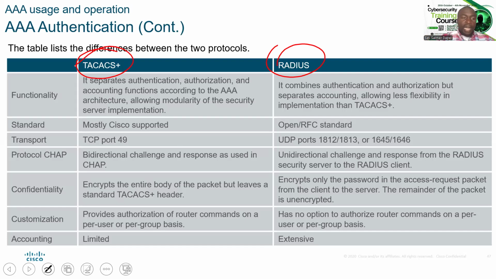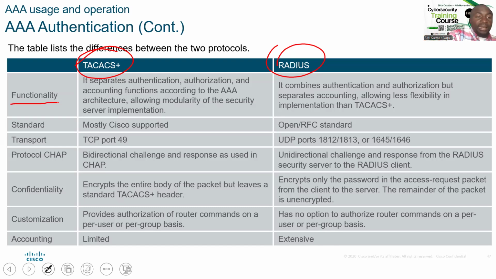TACACS+ works mostly on Cisco devices. But the RADIUS protocol works on all free and open source devices like Linux and Windows. Okay, so when it comes to functionality, TACACS+ separates authentication, authorization, and accounting functions according to the AAA architecture, allowing modularity of the security server information. In RADIUS, it combines authentication and authorization, but separates accounting, allowing less flexibility in implementation than TACACS+. So when it comes to functionality, TACACS+ is a bit more flexible than the RADIUS server. But at the end of the day, you get the result.